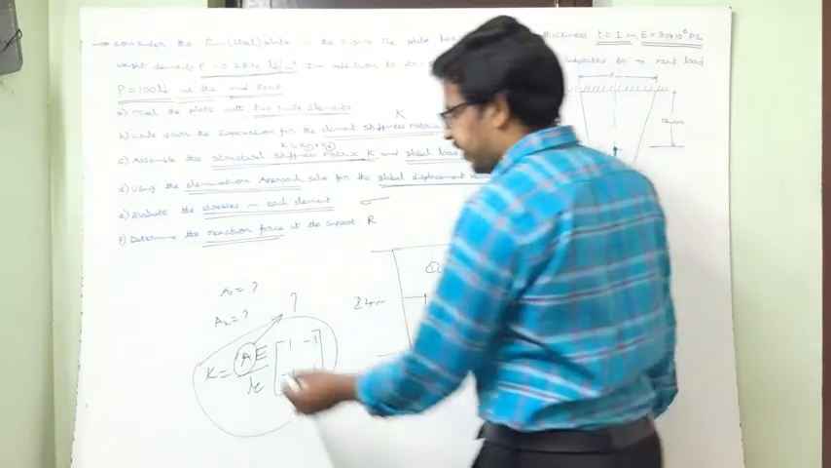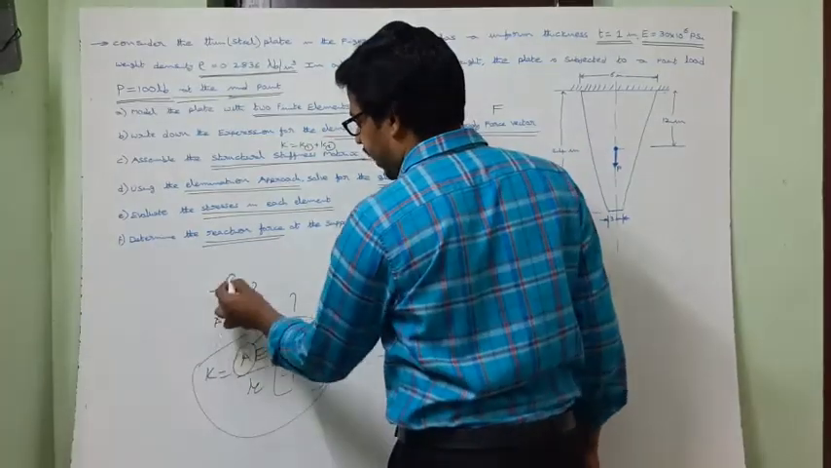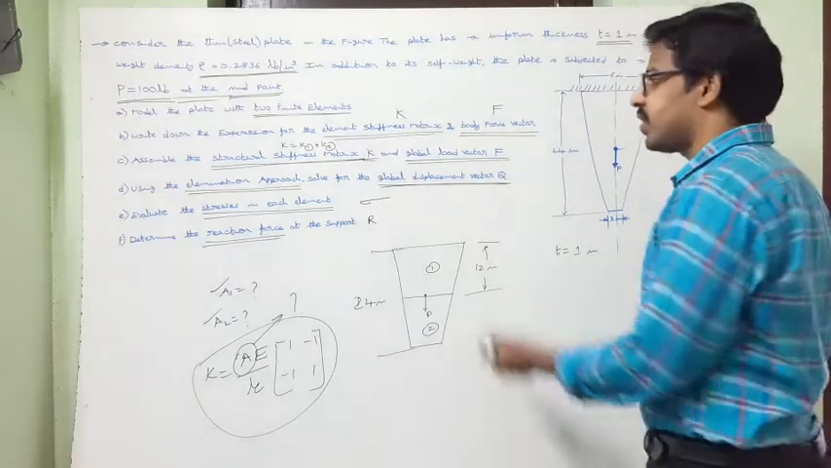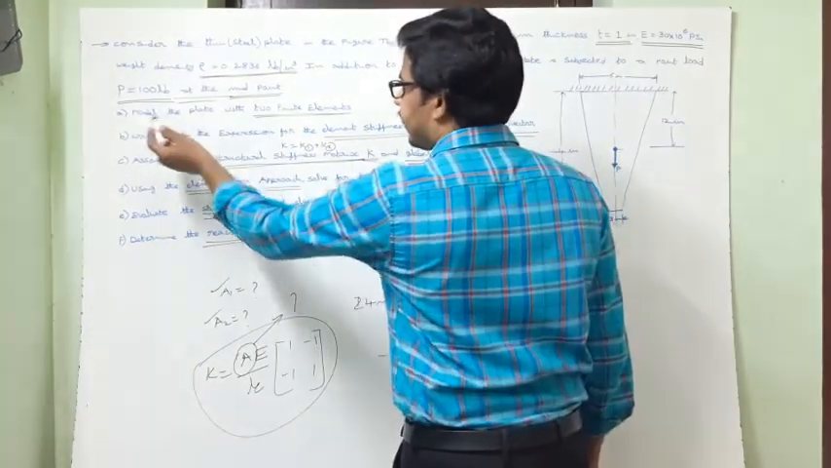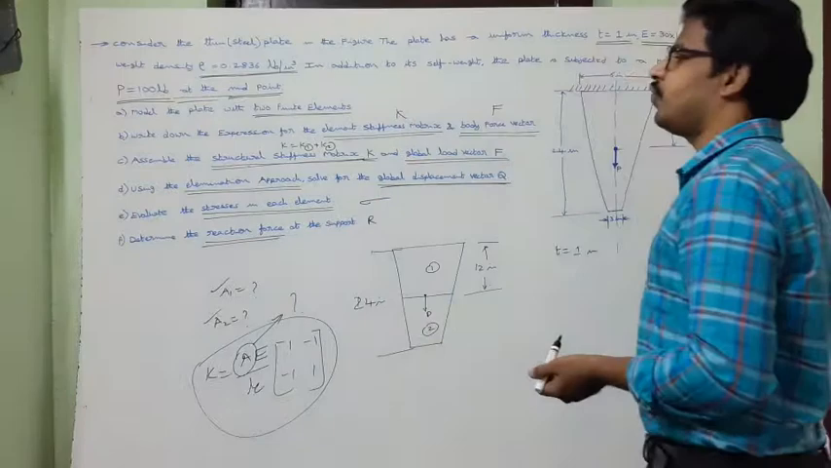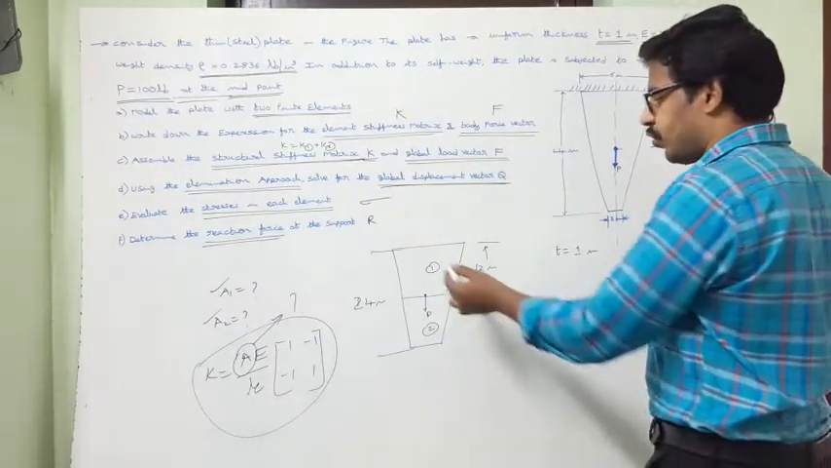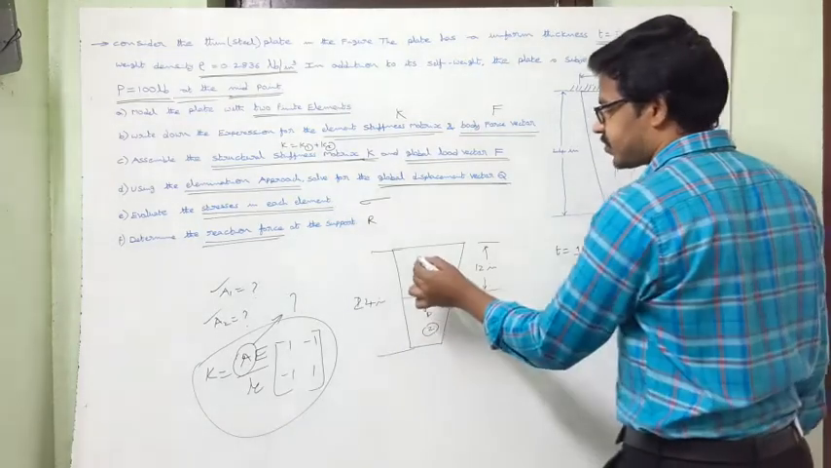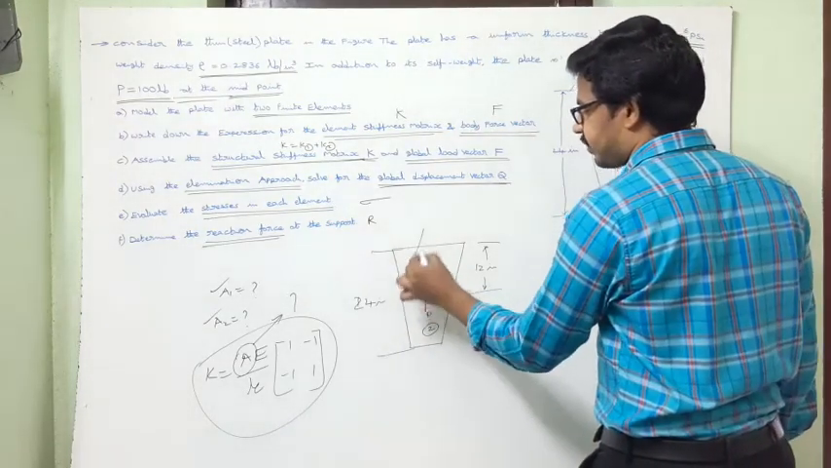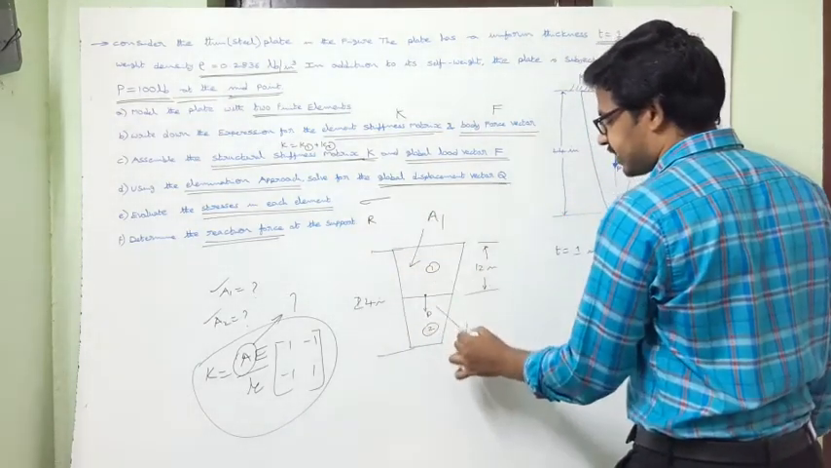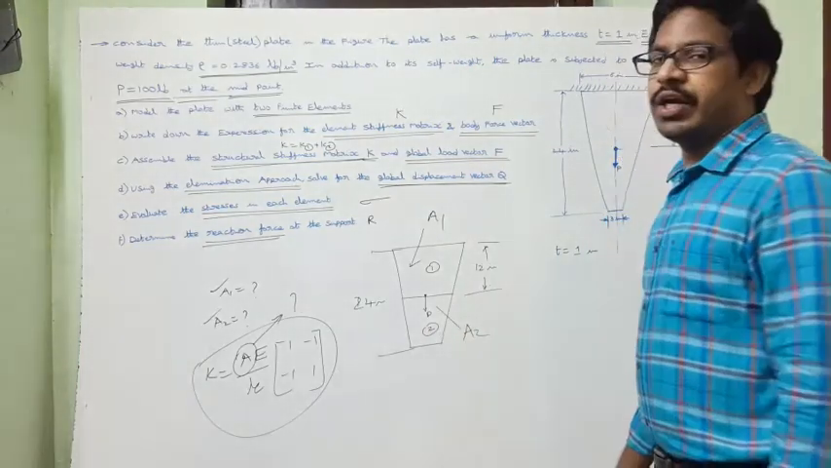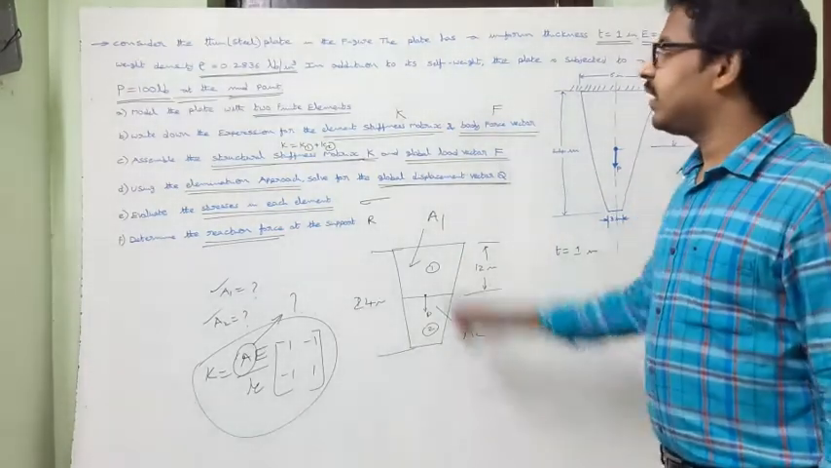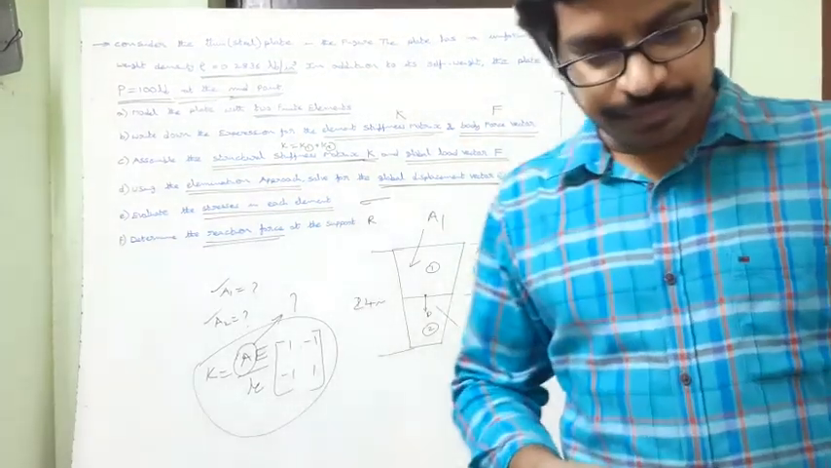So first of all, we need to calculate the A1 and A2 values. In the first question, model the plate with two finite elements. This is the first element and this is the second element. The cross sectional area of the first element is A1 and the cross sectional area of the second element is A2. First of all, we need to calculate the A1 and A2 of the given problem.